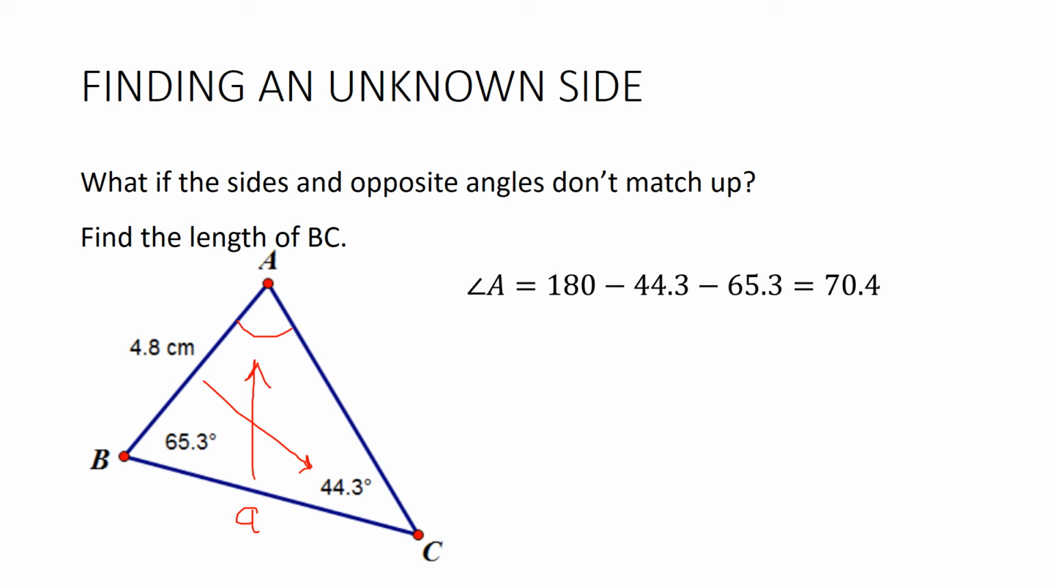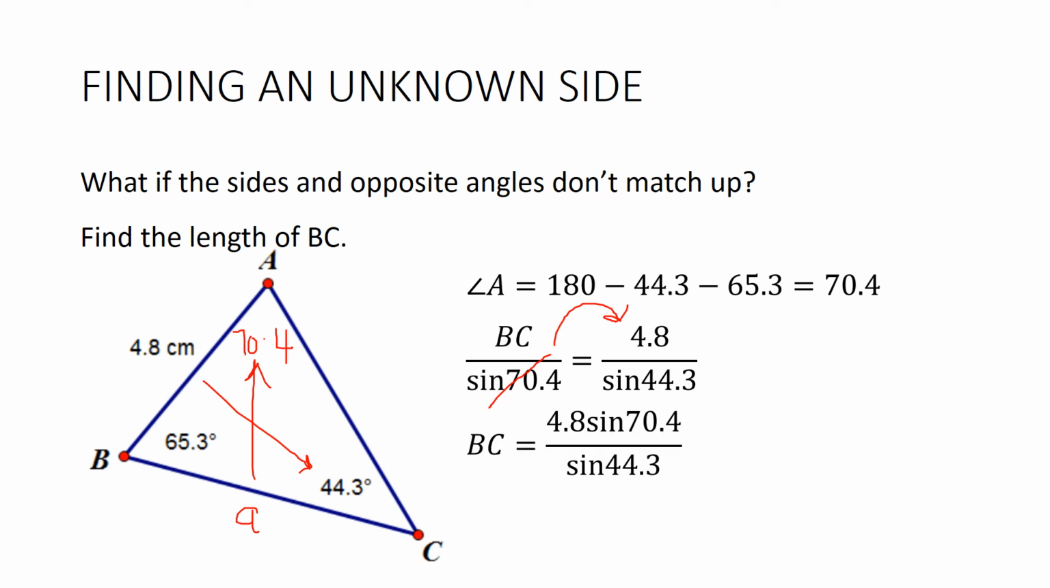So now that I know that angle up here is 70.4, I can do the question using the sine rule. So I take the thing I want, which is BC, divide by sine of the opposite angle, equals the other side, 4.8, divided by sine of the opposite angle. Let's take the sine 70.4 over the other side. BC is equal to 4.8 times sine 70.4 divided by sine 44.3 equals 6.47 centimetres.